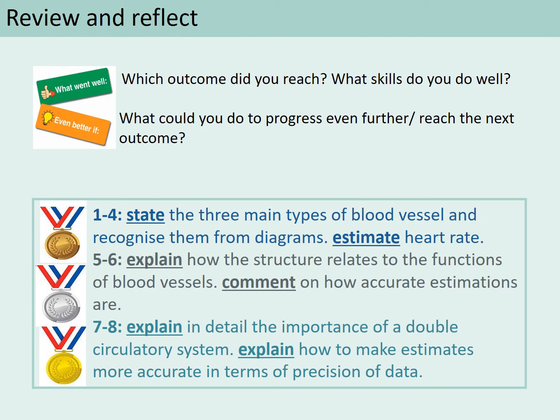So that's it. Hopefully from this we're now able to state what the 3 blood vessels are: arteries, veins, capillaries. Hopefully we're able to say how the structure relates to the function. So capillaries, 1 cell thick walls, maximum diffusion. Arteries, thick muscular walls because it's under high pressure. And veins have valves to stop the blood going backwards. And then for 7 to 8, explain the importance of a double circulatory system. So enabling it to be much more efficient so that we can get enough glucose and oxygen to all of our cells and keeps it under much higher pressure to push it around.